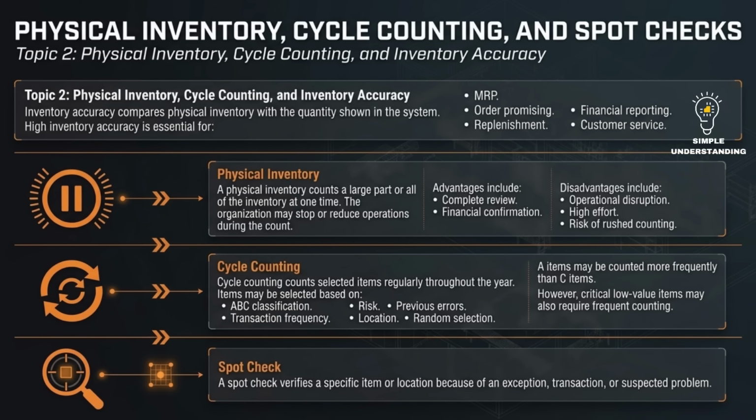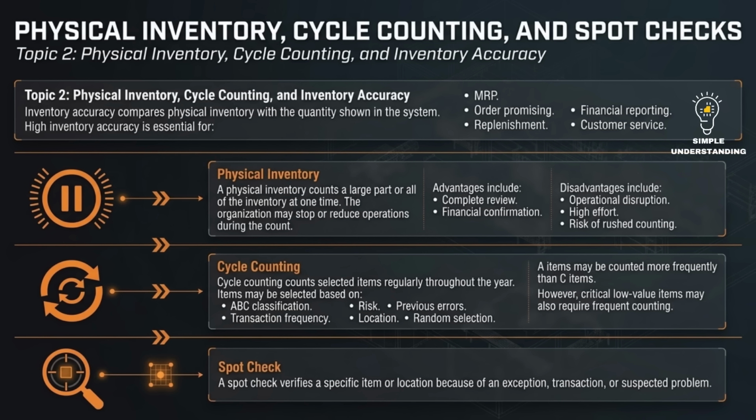Inventory accuracy compares physical inventory with the quantities shown in the system. High inventory accuracy is essential for MRP, order promising, replenishment, financial reporting, customer service. Physical inventory. A physical inventory counts a large part or all of the inventory at one time. The organization may stop or reduce operations during the count. Advantages include complete review, financial confirmation. Disadvantages may include operational disruption, high effort, risk of rushed counting.